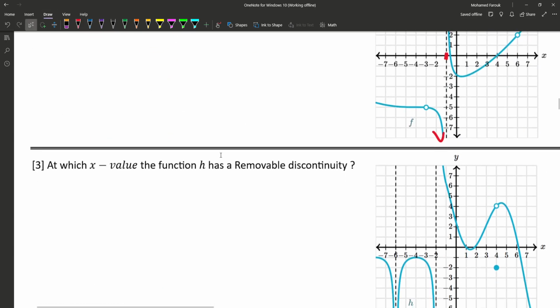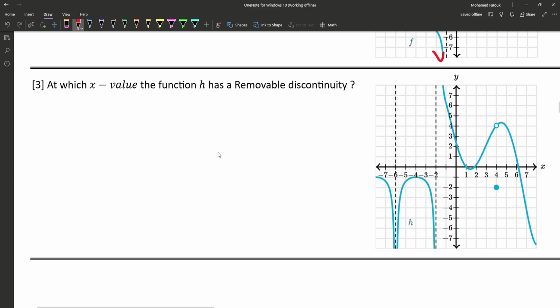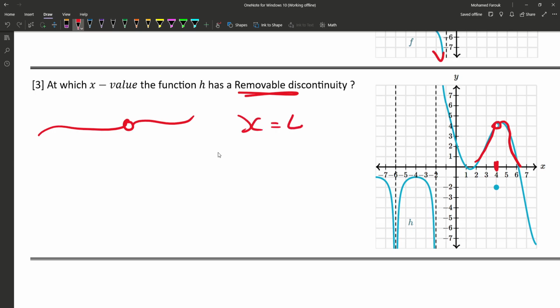Okay, next. This one we need removable discontinuity, so remember it's just one point removed. Okay, one point removed, we have it here at x equal to 4. Look at our graph, it's going like this, and then I removed one point and continue my graph. So at x is equal to 4, we have a removable discontinuity.